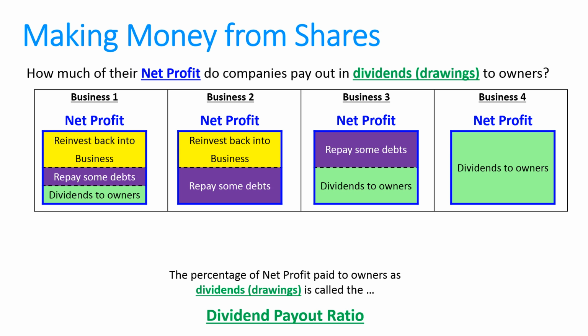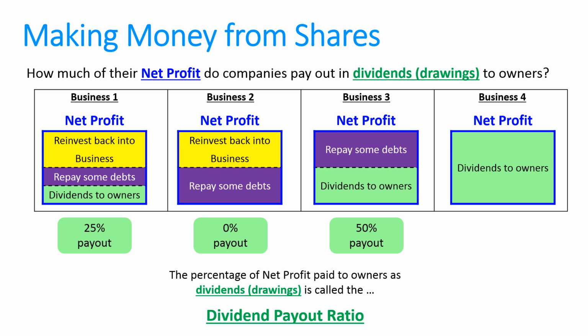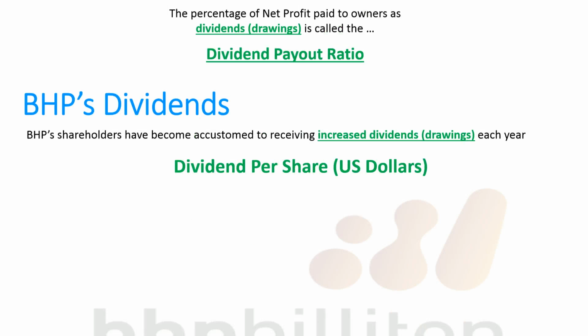So looking at Business 1, they've paid a quarter of their net profit back as dividends, so we'd say that's a 25% payout ratio. Business 2 didn't pay anything, so that's 0%. Business 3 paid half of their net profit, or 50%, and Business 4 would have what we would call a 100% payout ratio because all of the net profit went to the owners as dividends.